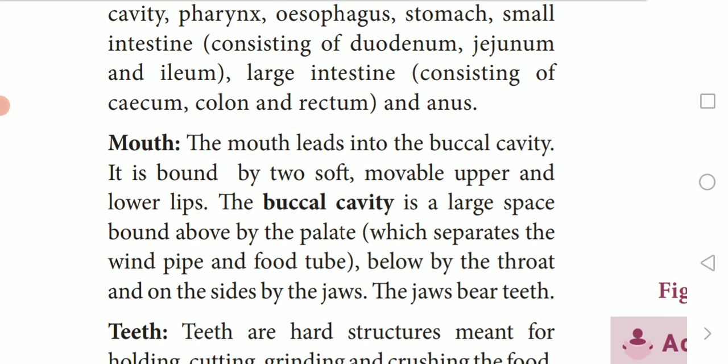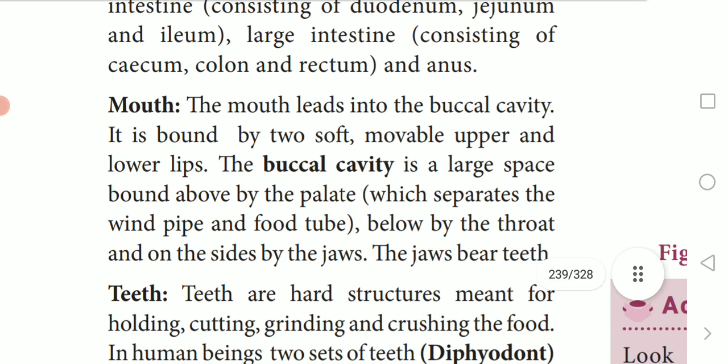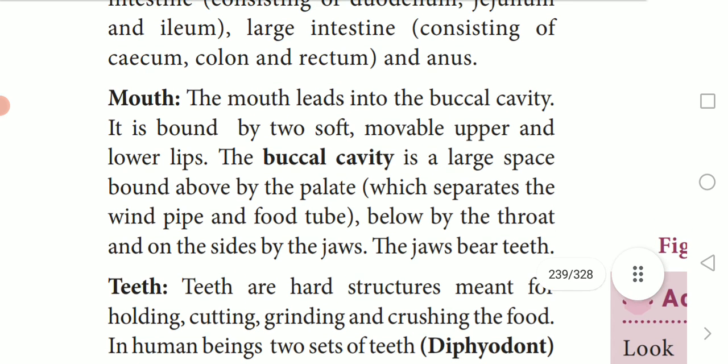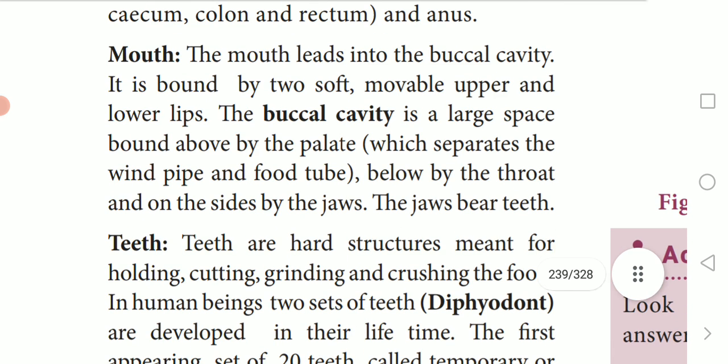Mouth. The mouth leads into the buccal cavity. Buccal cavity means inner mouth. It is bounded by two soft, movable upper and lower lips. The buccal cavity is a large space bound above by the palate. Palate means the roof of the mouth, with the lateral sides, lower jaw and upper jaw, which separates the windpipe and food pipe.